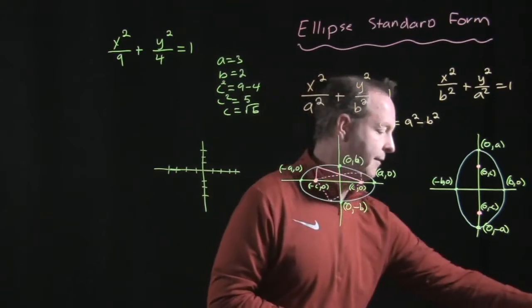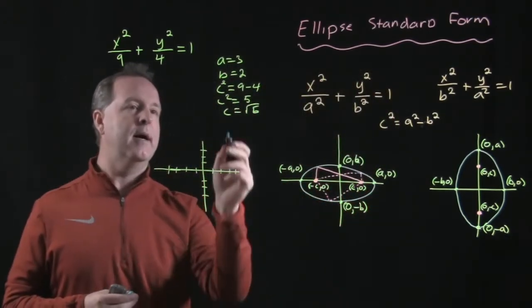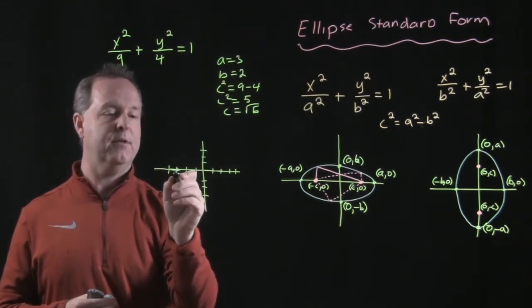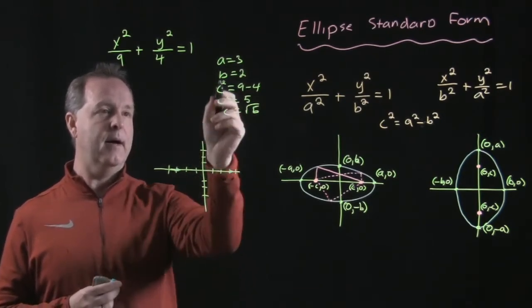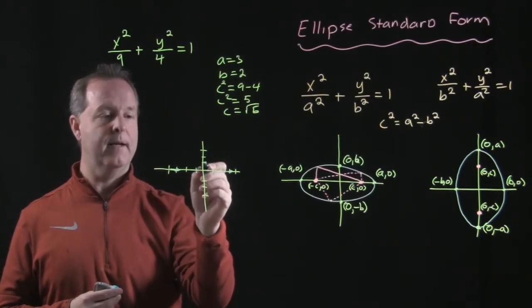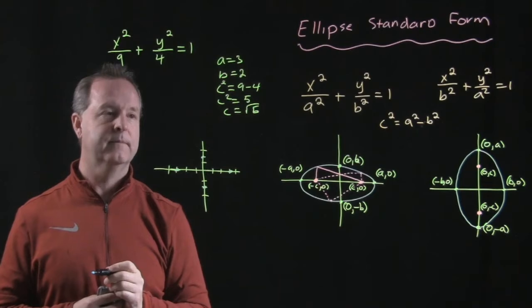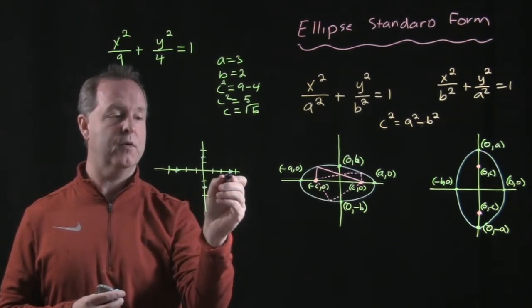And then as we start to graph it, I know that we have maximum value at A in the opposite direction and at A in the positive direction, which is 3. My minor axis, which is the B value, the smaller value, is up at 2 and down at 2. And then there's the shape of my ellipse. It follows through those particular points.